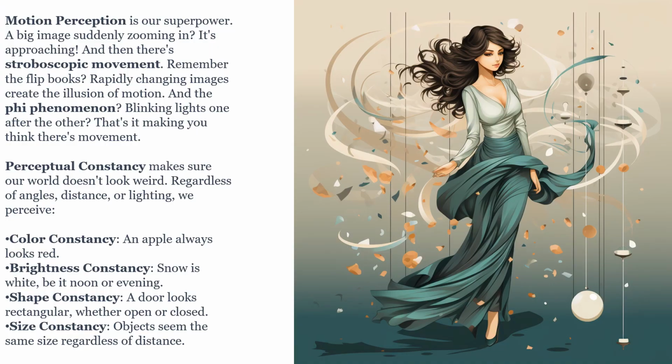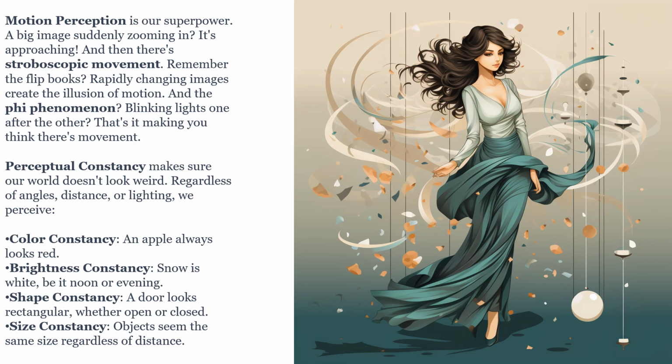Motion perception is our superpower. A big image suddenly zooming in, it's approaching. And then there's stroboscopic movement. Remember those flip books? Rapidly changing images create the illusion of motion. And the phi phenomenon? Blinking lights one after another? That's it making you think there's movement, like on the loading screen on a cell phone.